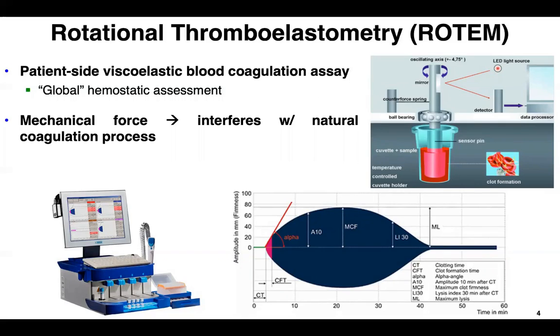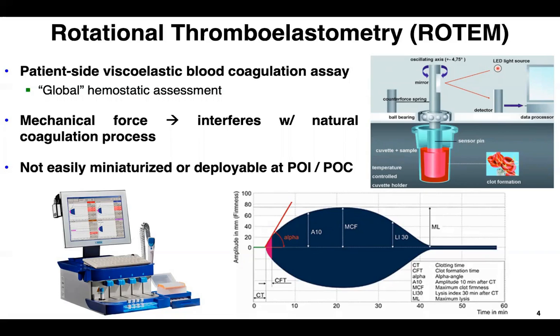Because the measurement technique has mechanical force in it, it might interfere with the natural coagulation process. Also, because of moving parts in the ROTEM, it's not easy to miniaturize it, and to use the ROTEM, it needs a technically trained person. So currently, there is no portable point-of-care device to monitor blood coagulation dynamics outside of the traditional laboratory setting.